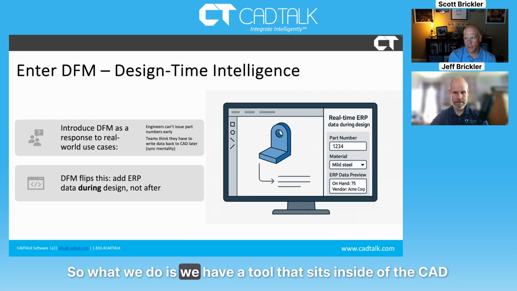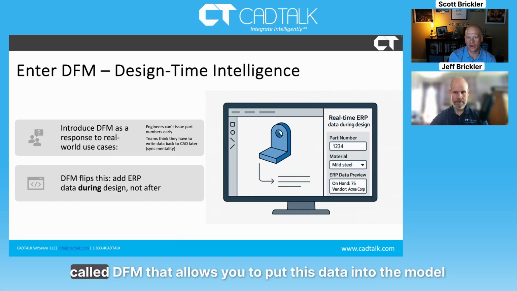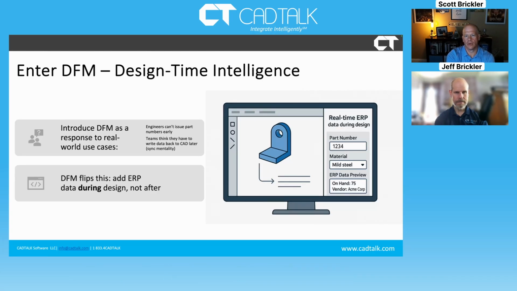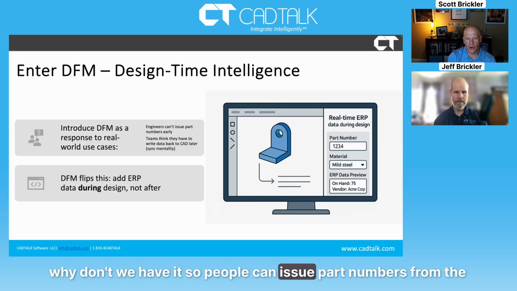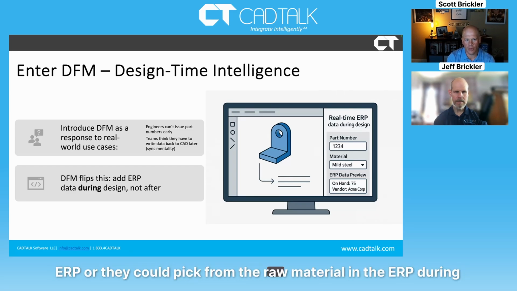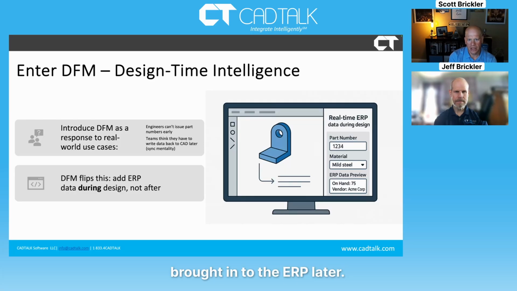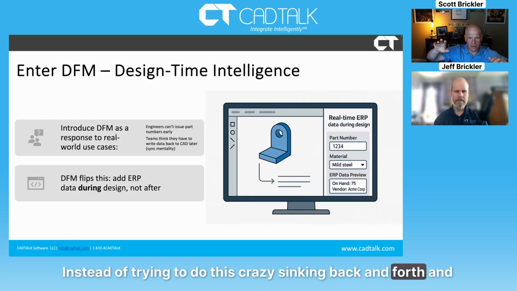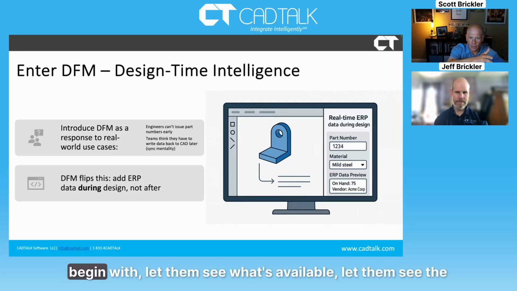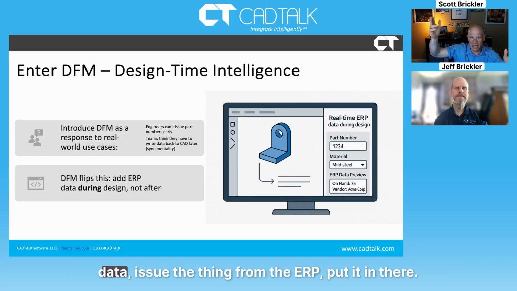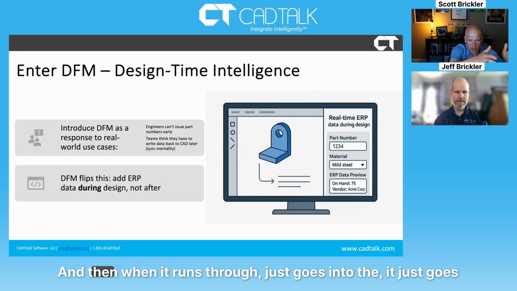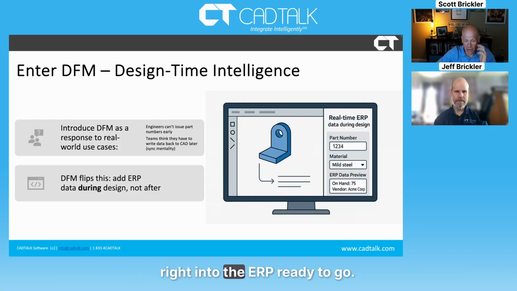So what we do is we have a tool that sits inside of the CAD called DFM that allows you to put this data into the model to prepare it to be imported. So why don't we have it so people can issue part numbers from the ERP, or they could pick from the raw material in the ERP during the design stage, so it populates the model so it's ready to be brought in to the ERP later. And instead of trying to do this crazy syncing back and forth and putting it back in, we just put it in the model to begin with, let them see what's available, let them see the data, issue the number from the ERP, put it in there, and then when it runs through, it just goes right into the ERP, ready to go.